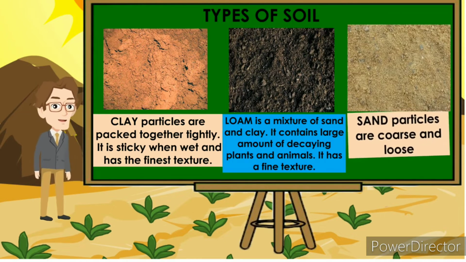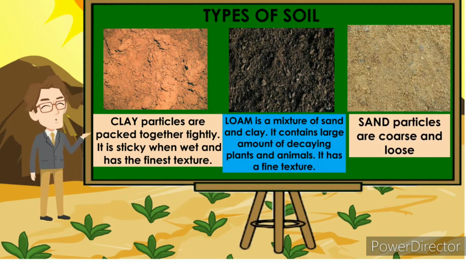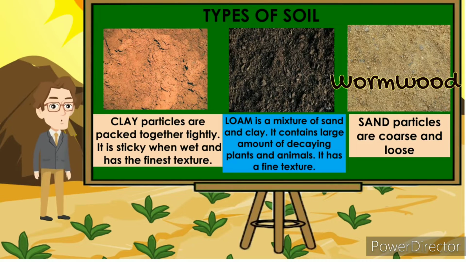Next is sand. Its particles are coarser than clay and loam. It's light and easy to dig, but it can't store much water or nutrients. The dirt allows water to easily move through it. This soil is suitable for growing certain plants, such as blanket flower and wormwood.